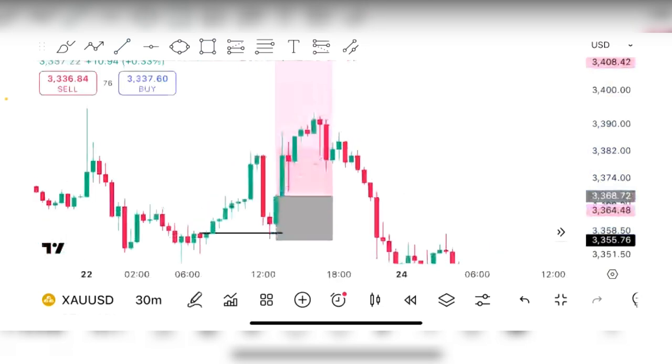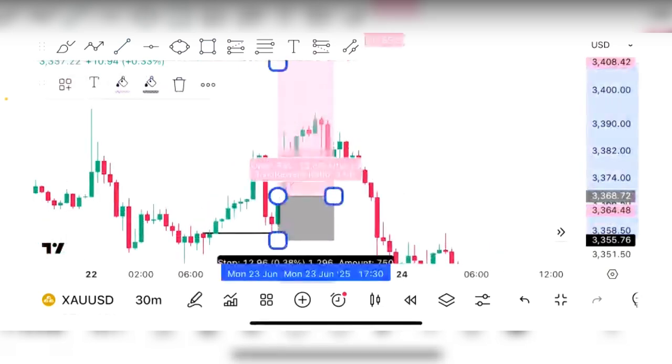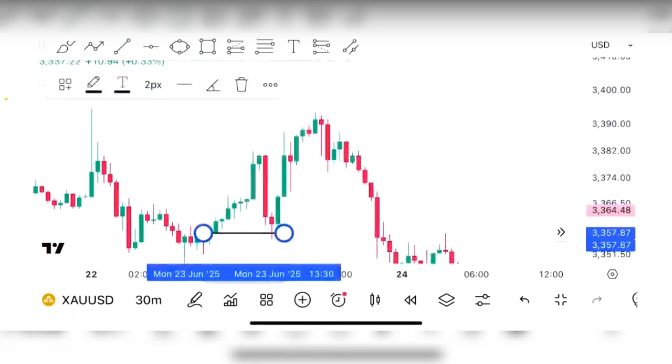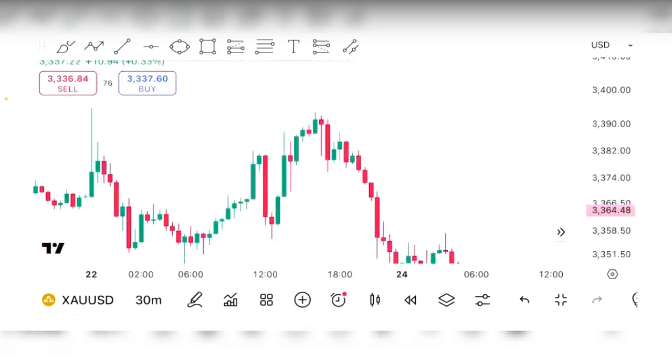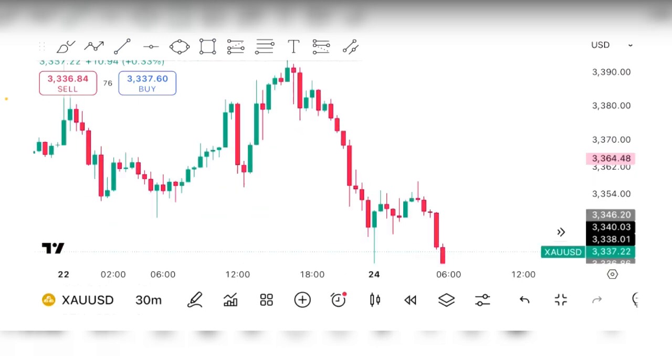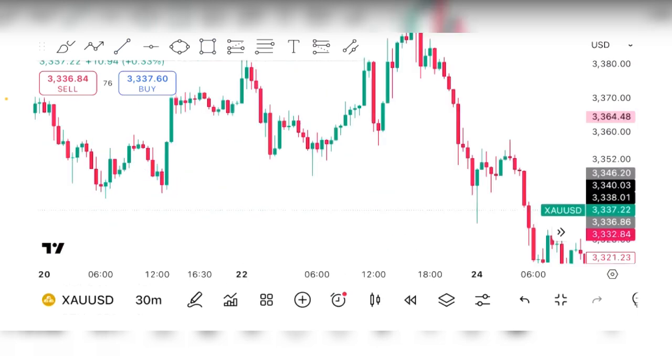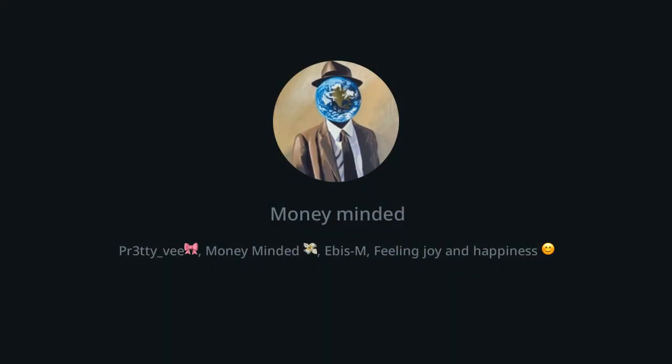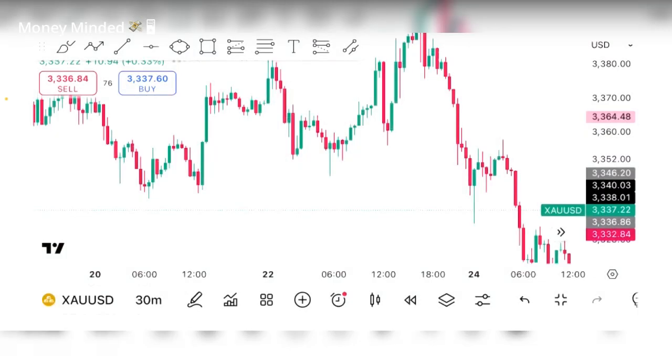Whenever you find the bullish engulfing at your point of interest, it is a clear sign you can start buying from that area. And whenever you find the bearish engulfing at your point of interest, it is a clear sign you can start selling around that area.